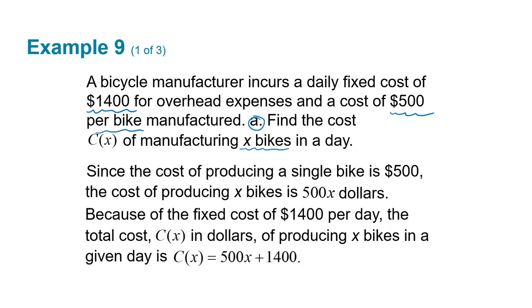Since the cost of producing a single bike is $500, the cost of producing x bikes is $500x. Because of the fixed cost of $1,400 per day, the total cost C of x in dollars of producing x bikes in a given day is given by the formula C of x equals 500x plus $1,400. We're adding the cost of each bike plus the overhead cost of $1,400. So this is our cost function for manufacturing those bikes in a given day.